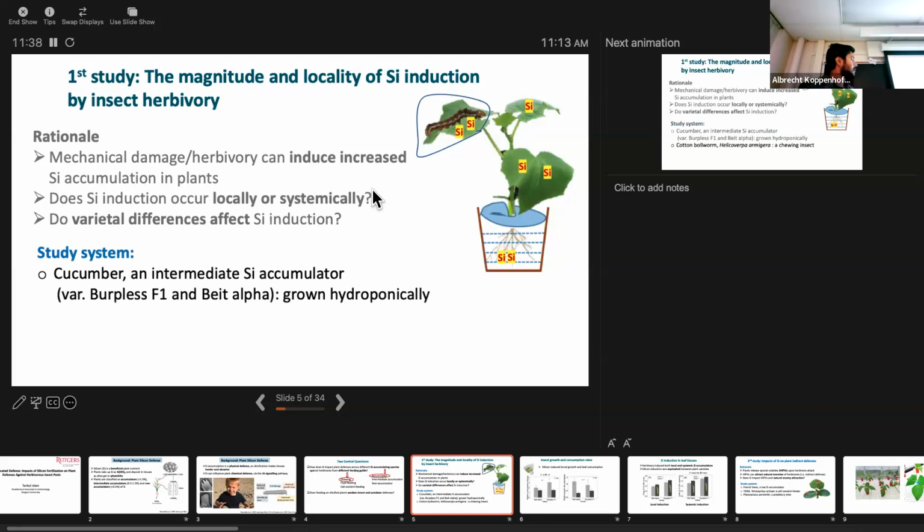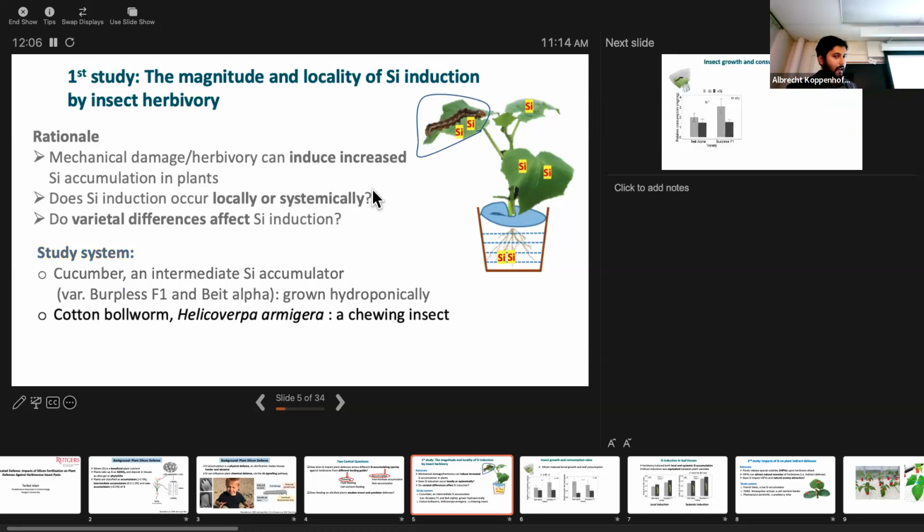So we used cucumber, which is an intermediate silicon accumulator, and two cultivars, Bartless F1 and Bait Alpha, and we grew plants hydroponically. Hydroponic experiments actually allow us to exclude silicon completely, because there is always some silicon in the soil. That's why we opted for hydroponic experiments. The insect species was Helicoverpa armigera, which is a chewing insect. It's a polyphagous pest of hundreds of cultivated and wild plants.